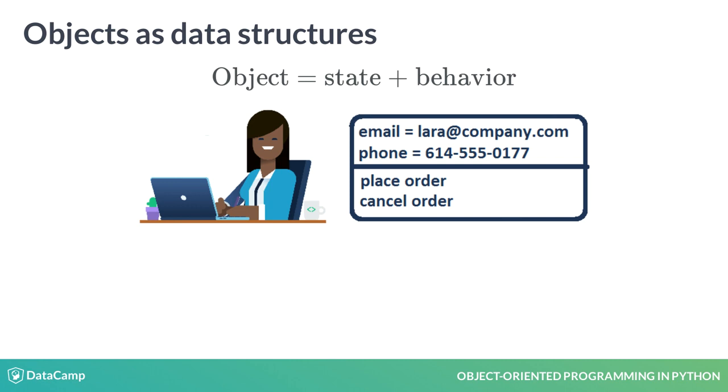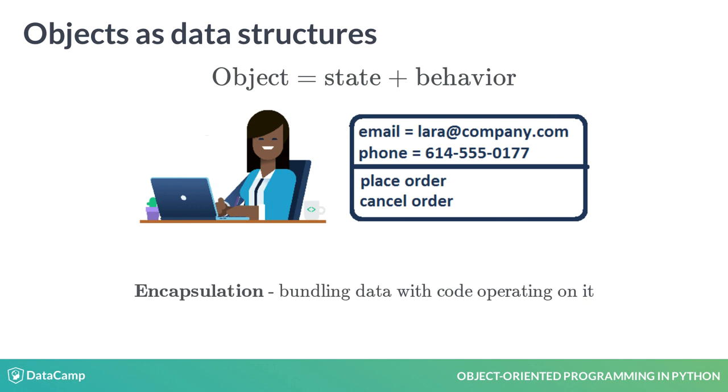The distinctive feature of OOP is that state and behavior are bundled together. Instead of thinking of customer data separately from customer actions, we think of them as one unit representing a customer. This is called encapsulation, and it is one of the core tenets of object-oriented programming.